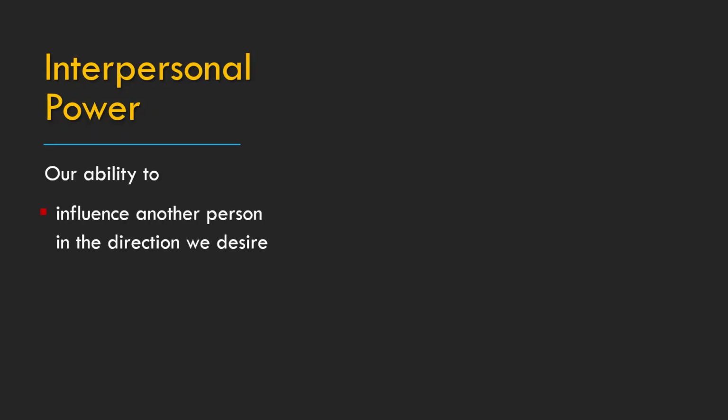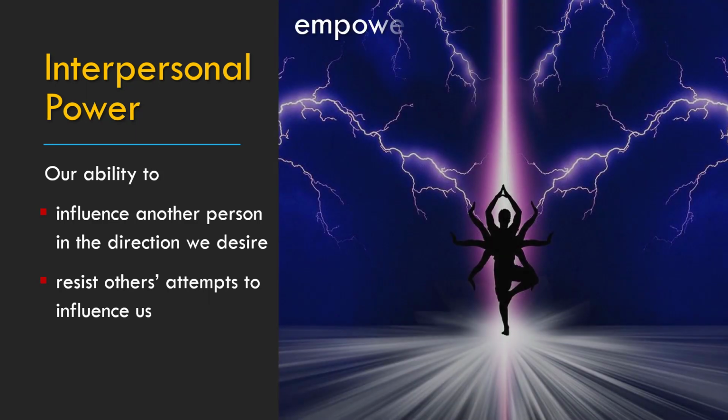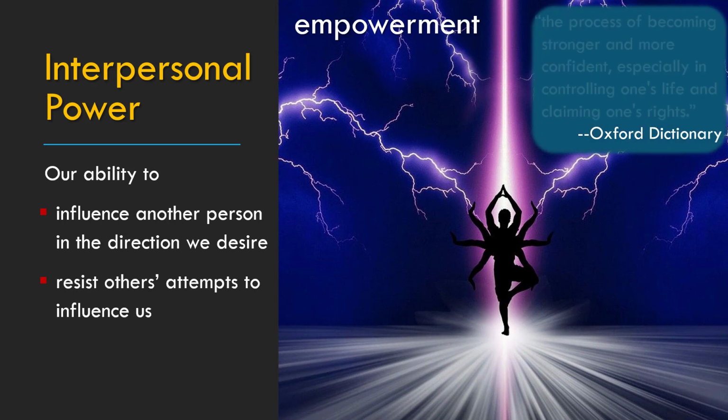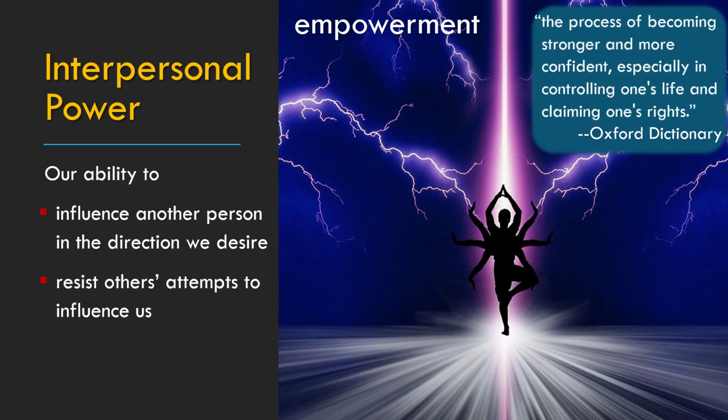Simply defined, interpersonal power relates to our ability to influence another person in the direction we desire. But let me add a second part to that definition, our ability to resist others' attempts to influence us. Think of this as empowerment, defined by the Oxford Dictionary as the process of becoming stronger and more confident, especially in controlling one's life and claiming one's rights.